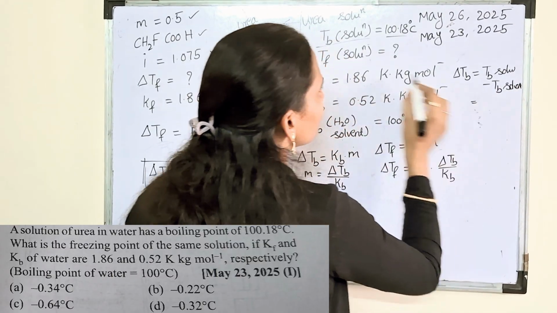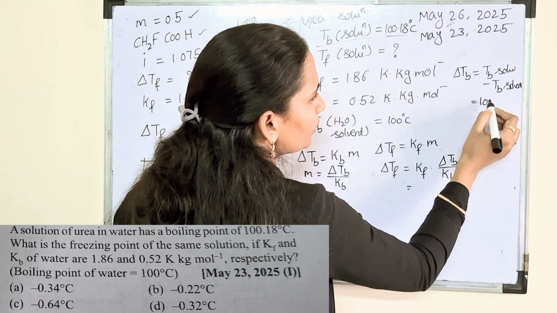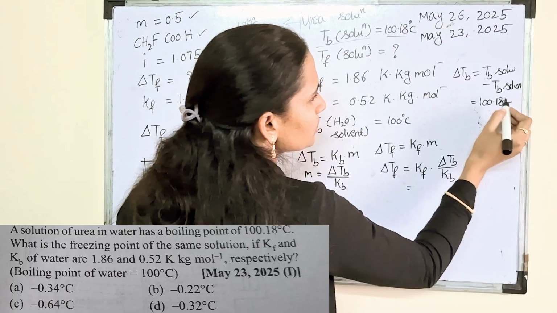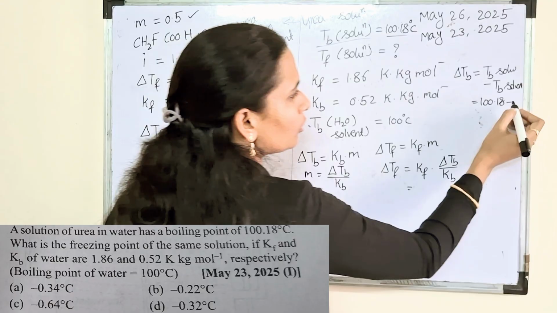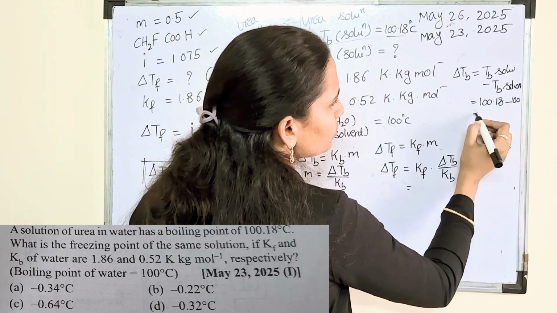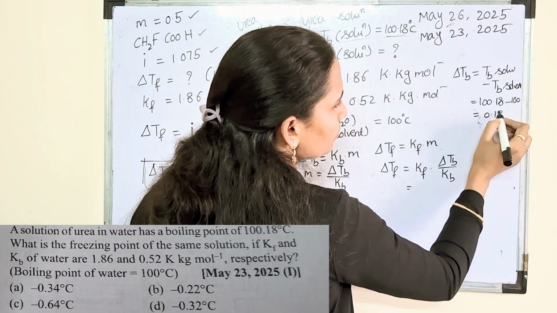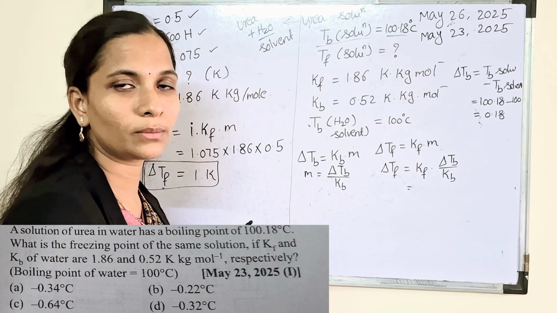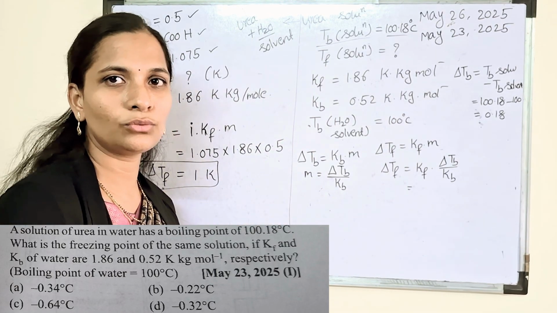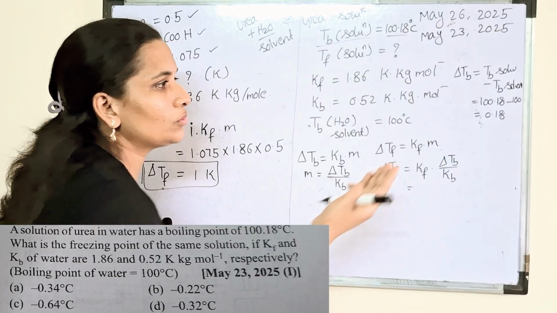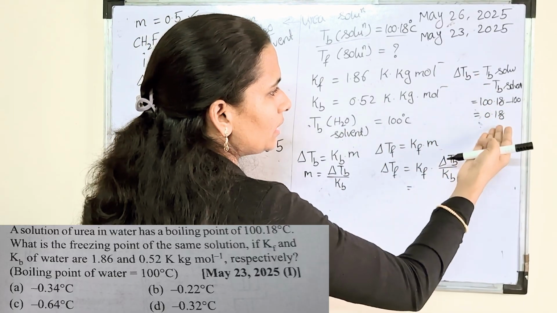So the boiling point of the solution, how much is given? 100.18, minus the boiling point of the pure solvent. Pure solvent means water. How much is given? 100 degrees. So delta TB equals how much? That is 0.18. This is the elevation in boiling point. Initially pure solvent is there. After adding the urea, its boiling point is increased by 0.18. So this is the delta TB value.